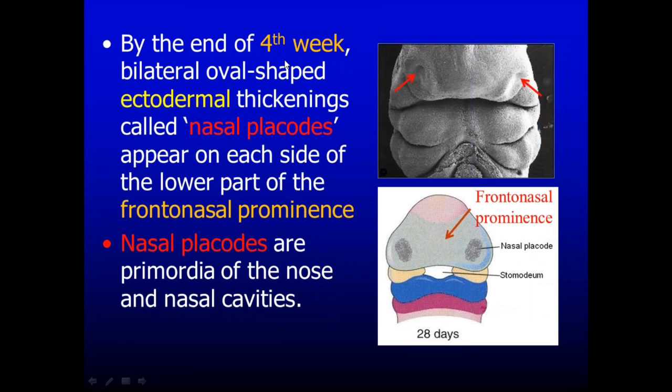Now, by the end of the 4th week of intrauterine life, oval-shaped swellings or oval depressions are seen on either side of the frontonasal process. These are known as nasal placodes. Nasal placodes are present on each side of the frontonasal prominence. These nasal placodes will lead to the formation of the nose and the nasal cavities.